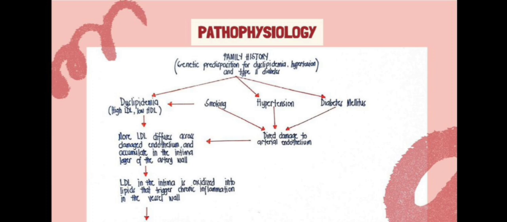Once the endothelial cells are damaged, low-density lipoprotein, or bad cholesterol, begins to accumulate inside the walls of the arteries. Over time, LDL gets oxidized. This process is key to the development of atherosclerosis. Oxidized LDL triggers an inflammatory response that causes further damage to the vessel's wall and attracts immune cells like macrophages.